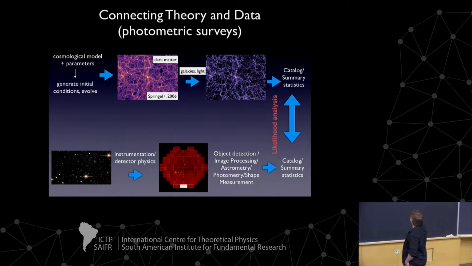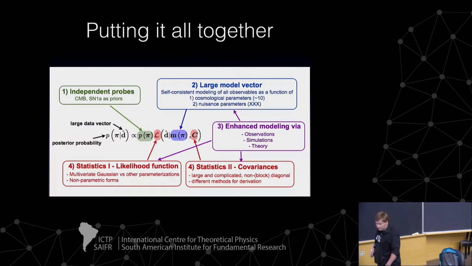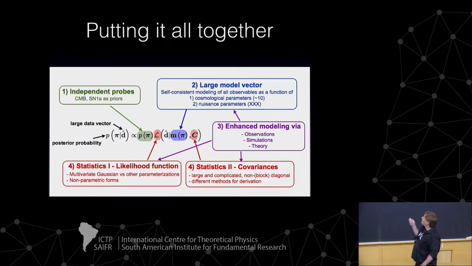And from this catalog, you compute the summary statistics, and then you have a measured summary statistic. You have the ability to predict a summary statistic as a function of the model, and you do the likelihood analysis. And that was the final slide that we discussed yesterday, putting it all together.